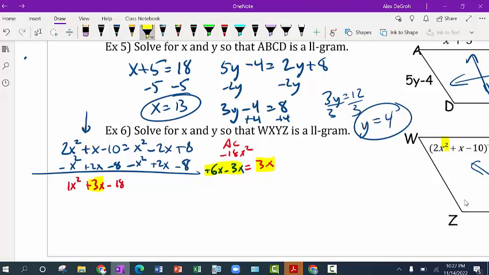So these two sides are the same, and I'm going to put them right where that 3x is. So the 1x squared comes down, but then instead of 3x, I'm going to add in 6x minus 3x. And then the minus 18 comes down. So just always double check. Are these two lines exactly the same thing? If they aren't, then you made a mistake.